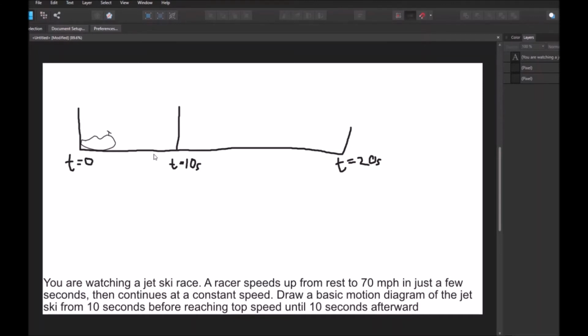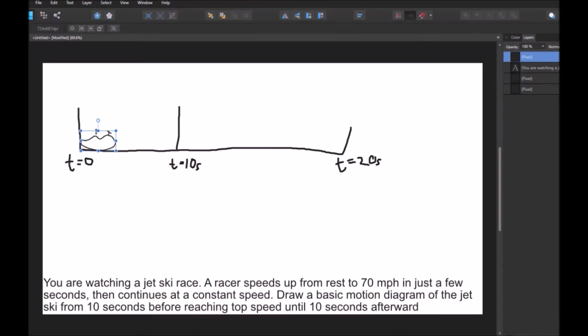So I've drawn this rudimentary time graph here, and I'm just going to say that the jet ski reaches top speed at 10 seconds, so 10 seconds before top speed would be time equals 0, and 10 seconds after would be 20. So I have this crudely drawn jet ski here.